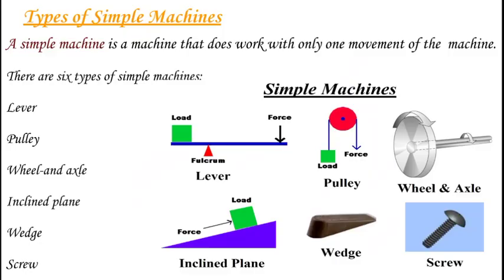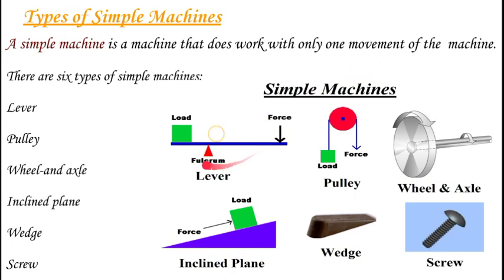So, types of simple machines. A simple machine is a machine that does work with only one movement of the machine. There are 6 types of simple machines: lever, pulley, wheel and axle, inclined plane, wedge and screw. So these are the simple machines.